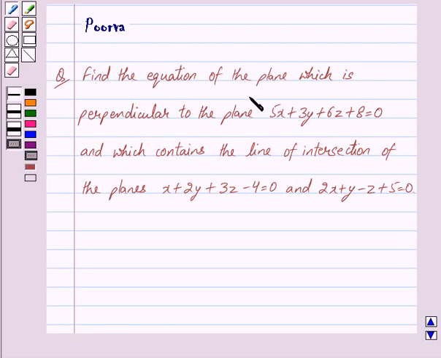Find the equation of the plane which is perpendicular to the plane 5x + 3y + 6z + 8 = 0 and which contains the line of intersection of the planes x + 2y + 3z - 4 = 0 and 2x + y - z + 5 = 0. Let us begin with the solution now.